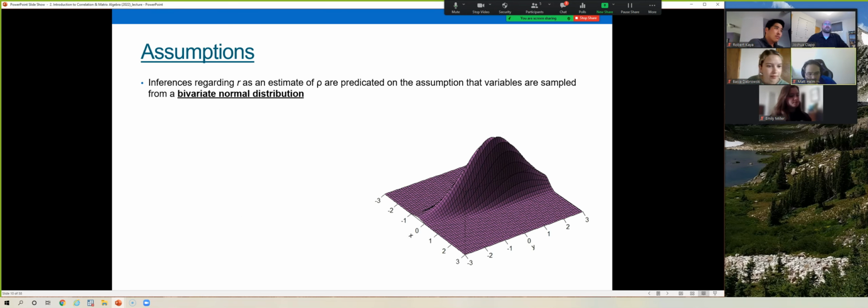All right. So our assumptions. Matt, this starts to get into potential black holes in multivariate space. Okay. It starts to get a little bit difficult to wrap our head around. So all of our inferences of our Pearson correlation, as an estimate of the population association, are based on the assumption that my variables are sampled from a bivariate normal distribution.